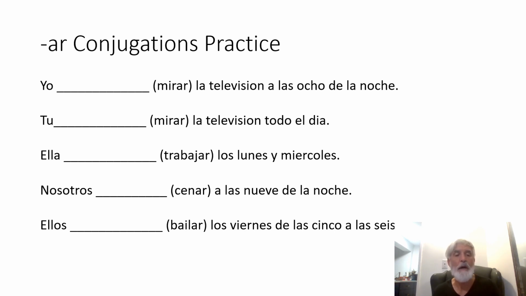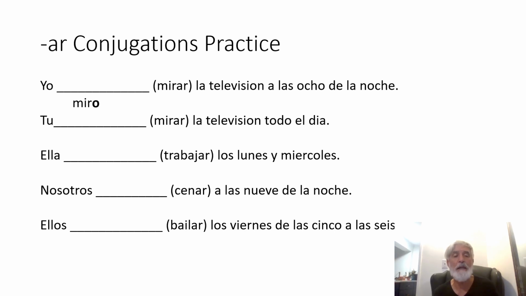So it's yo blank. In mirar, we have to conjugate la televisión a las 8 de la noche. So we want to say, I watch TV at 8 in the night. Okay? So I've got to conjugate that verb, mirar. So I have to get the stem, which is mir, and I have to put on the magical ending, which is o. So it's yo miro. There's your answer. La televisión a las 8 de la noche.